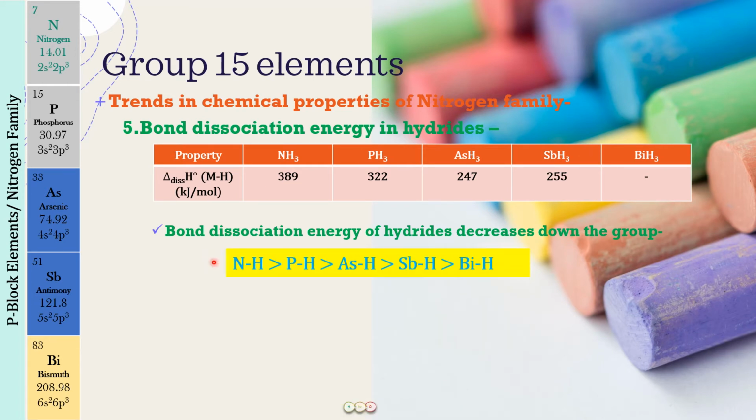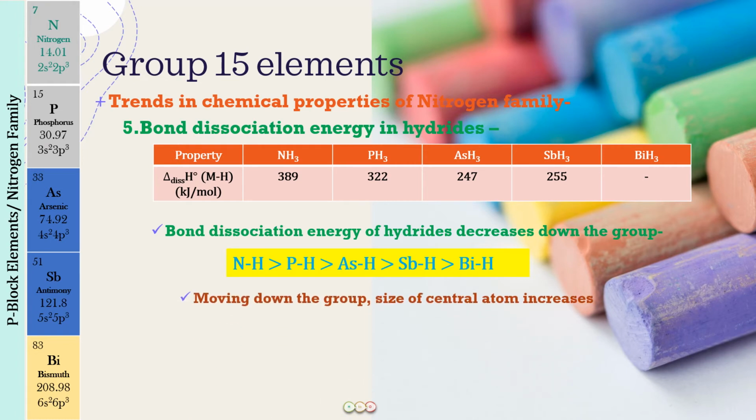This means that the nitrogen-hydrogen bond is the strongest, and as we go down the group, this bond strength is decreasing, because what is bond dissociation energy? This is the energy which is required to break the bond. The more the energy, the more the strength of the bond. All right, so the nitrogen-hydrogen bond is the strongest.